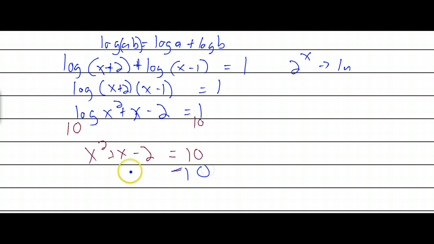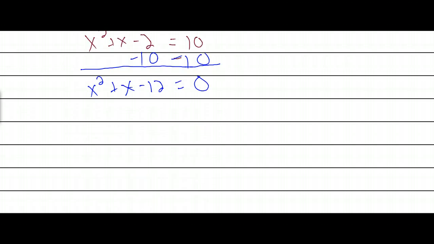You have to set this equal to 0. The way to do that is you have to move the 10 to the other side. So you have x squared plus x minus 12 is equal to 0. Alright, so now we have to factor. I did the last factor pretty fast, so let's do this one the slow way.